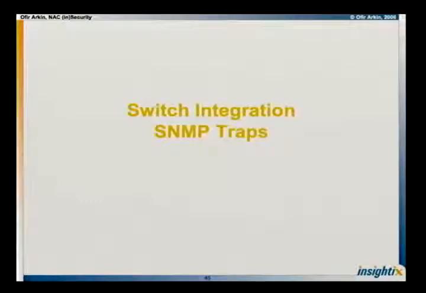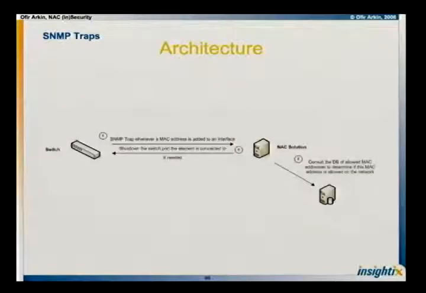SNMP traps, who knows this type of solution? Basically, it's saying, okay, you know what, I have a bunch of switches. I'll configure them all to send me SNMP traps when they register a MAC address on one of the interfaces. So I'll know a new element is connected to the network, and everything will be fine since I know this element and I can do other things to it.